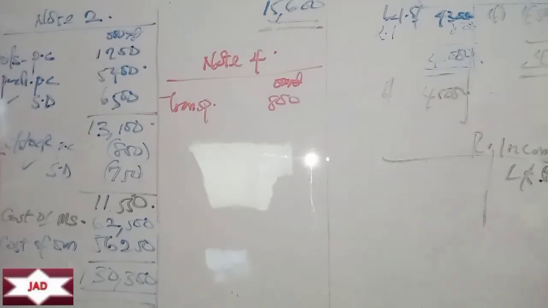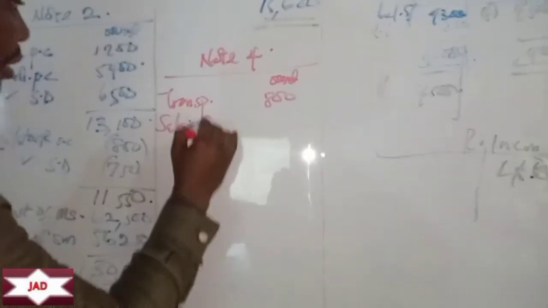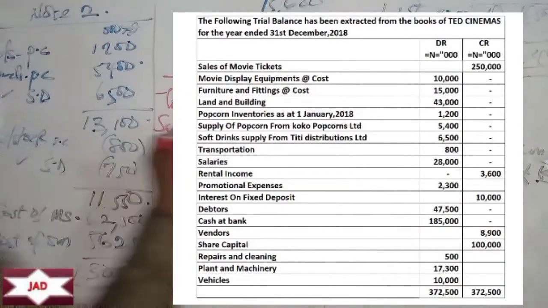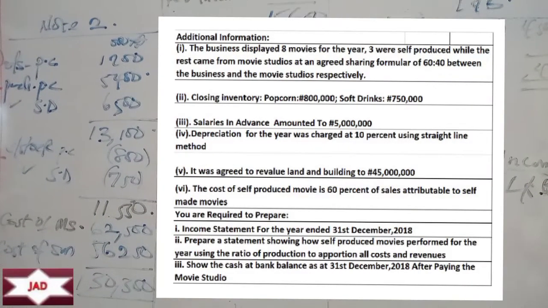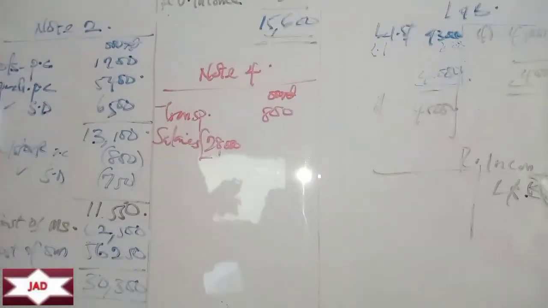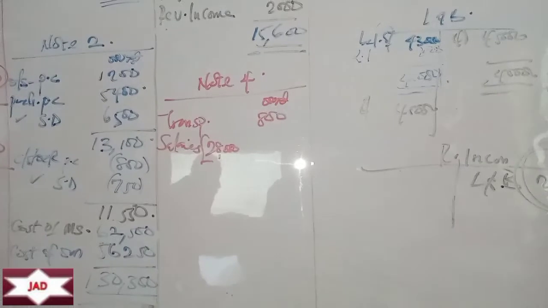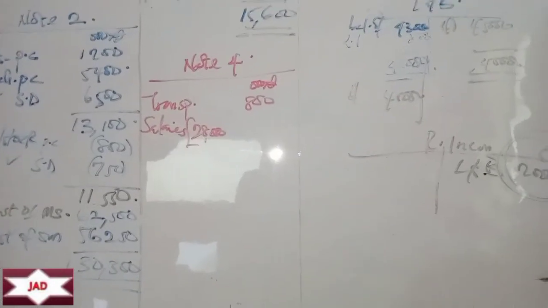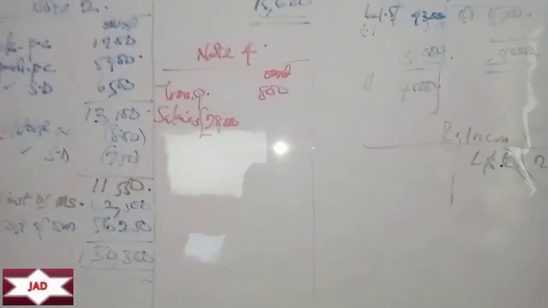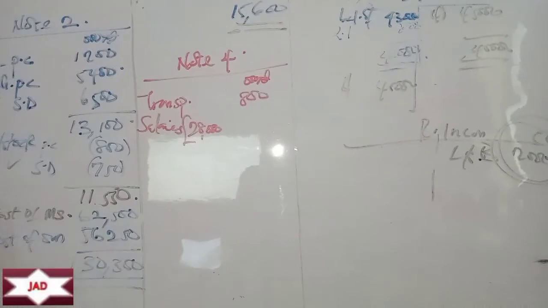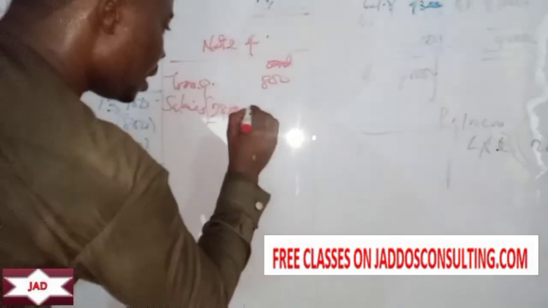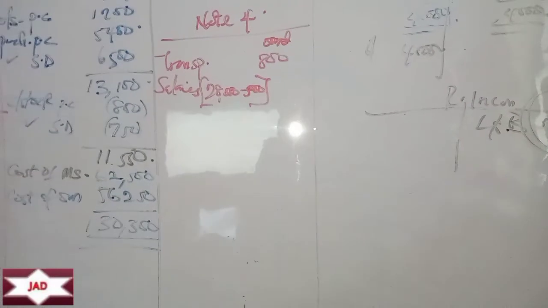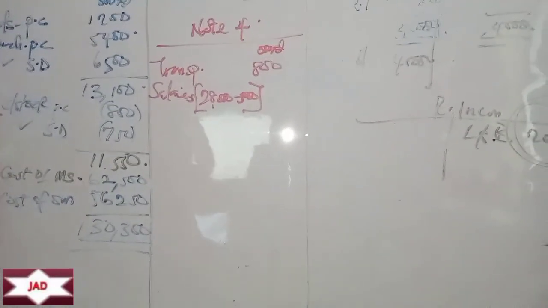And then I can see salaries. Salaries there, according to the question, that's the trial balance that we have, 28 million. But there's an additional information there. Note 3, salaries in advance amounted to 5 million. What is salaries in advance? That's prepaid salaries. That means at the time of reporting, we have salaries prepaid. That is, some employees were not yet qualified to be paid salary, but they were paid in advance, to the tune of 5 million. So you must understand how to treat prepaid expenses. If you don't understand that, go to Jadu's Consulting to take classes on prepaid expenses. So what we do here is to reduce it. So we have minus 5,000, so 28 million minus 5 million, then we have 23.